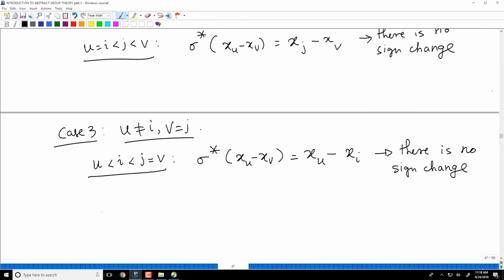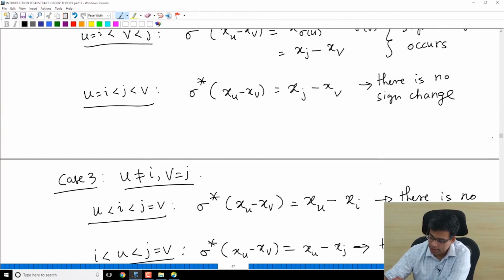Right? Now let's consider the last subcase of case 3. i is less than u and j is equal to v, in which case sigma star of x_u minus x_v is x_u, again u is different from i and j, so that is x_u, and v is j, so v goes to i under sigma, and here u is strictly more than i, so there is a sign change. Sign change occurs.